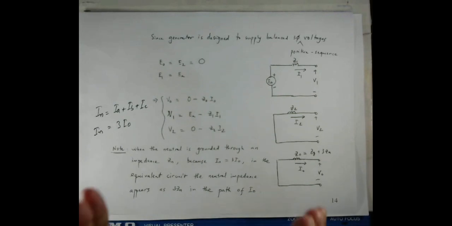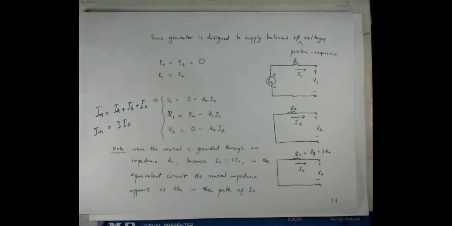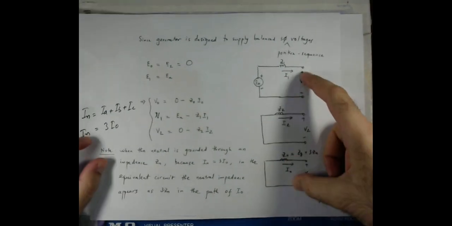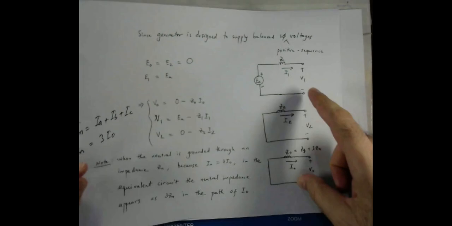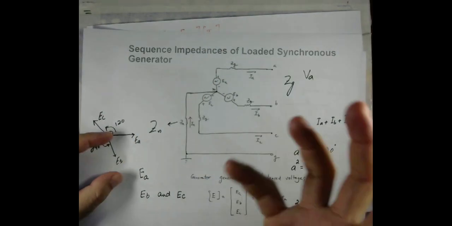Zn only appears in the zero sequence network. We have already carried this discussion before, and it is also visible here. Now, to make some important observations, which we even discussed before, let's once again summarize them. From the discussion we have already carried, we have derived the three sequence networks of the loaded synchronous generator. Generators are rotating machines.